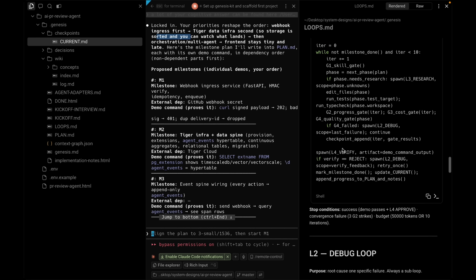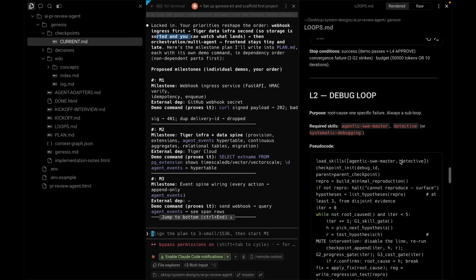Once your loop is completed, you spawn a separate verifier, a separate coding agent that can actually verify if it is correct. And if it is correct, feel free to say, okay, milestone is done. But if it's not correct, spawn the L2 debug, retry just once. If it is not, update the checkpoint and append the progress to your plan.md and implementation notes.html.